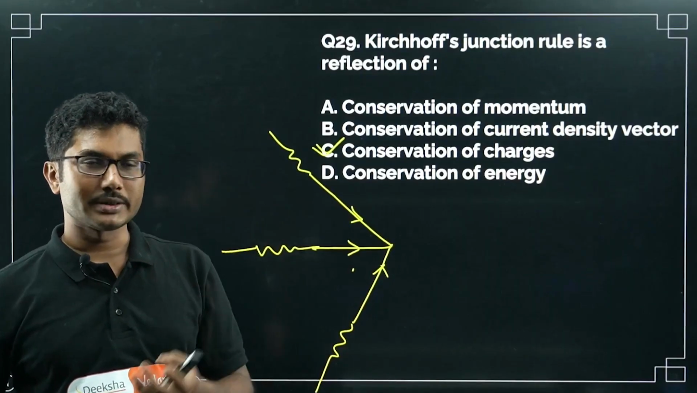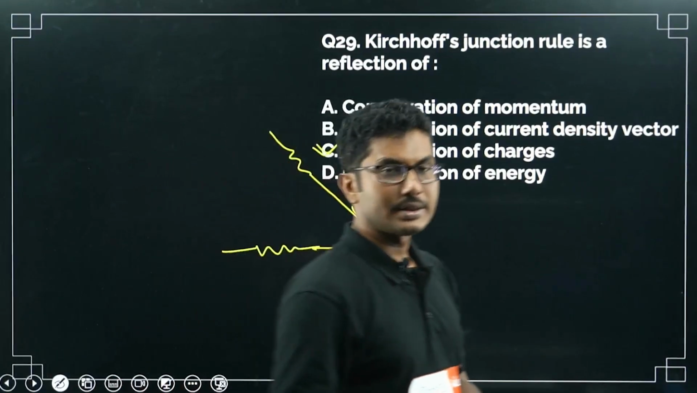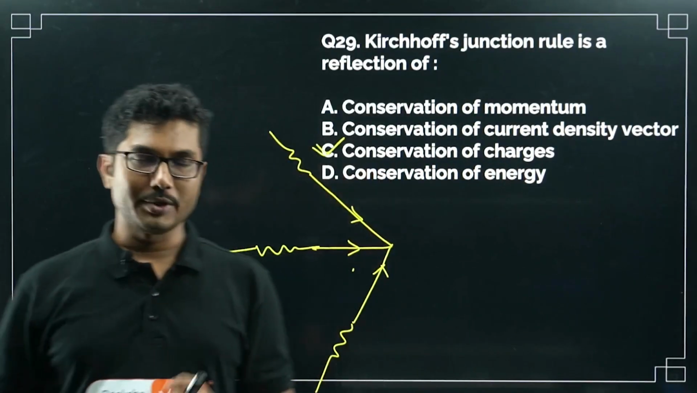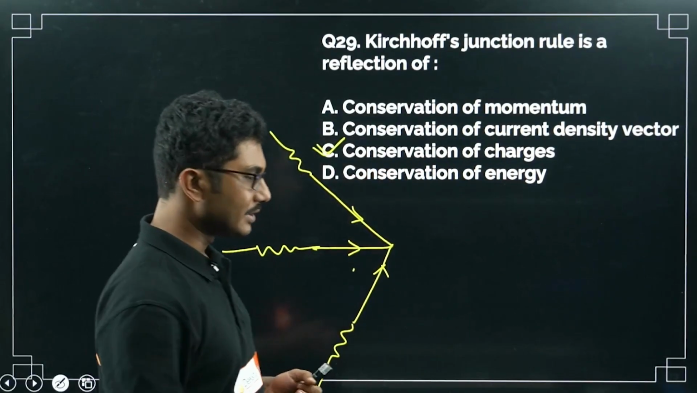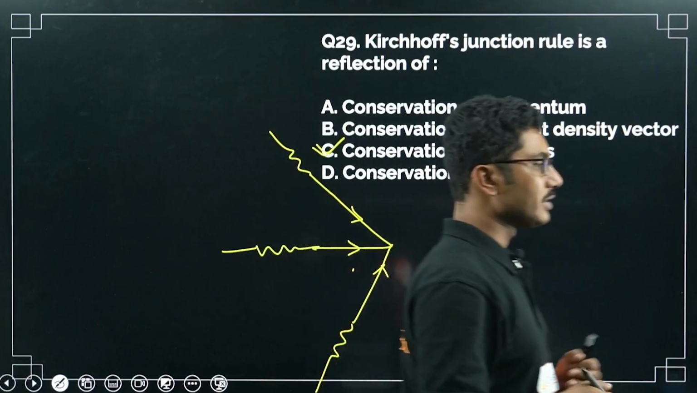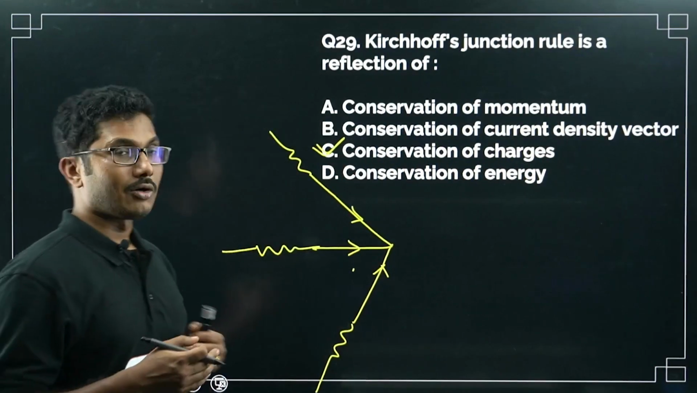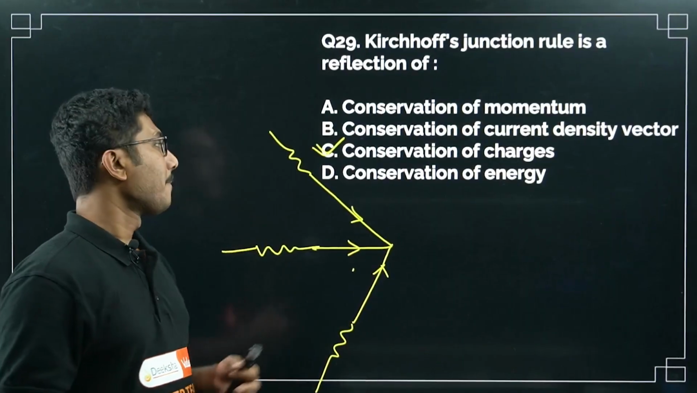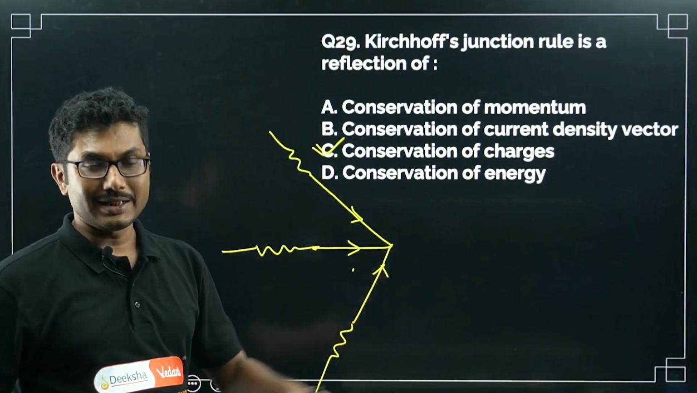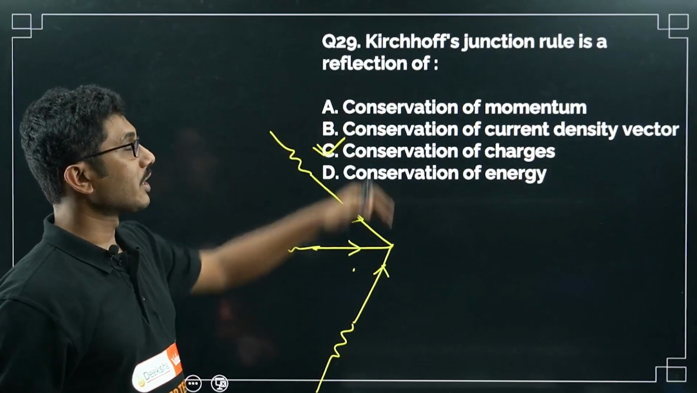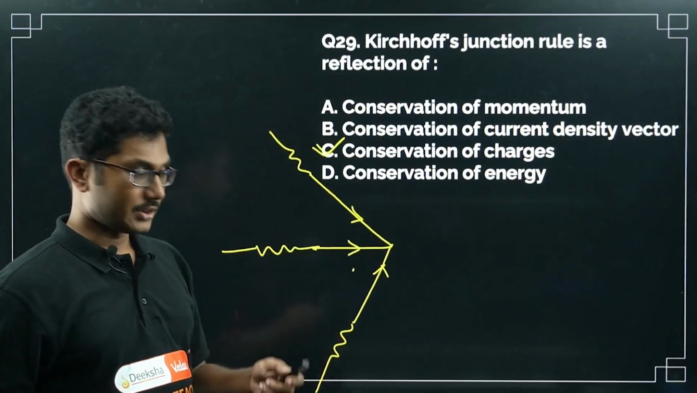We have learned two conservation laws: conservation of charges and conservation of energy. Conservation of mass we learned in previous classes, but we know that mass is not conserved individually, it is conserved along with energy. Energy and mass are basically the same thing. So conservation of energy is Kirchhoff's voltage law or loop rule, and Kirchhoff's junction rule is conservation of charges.